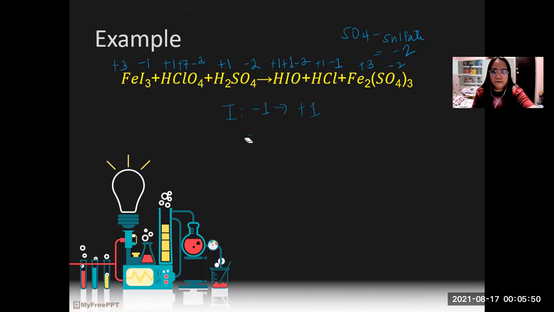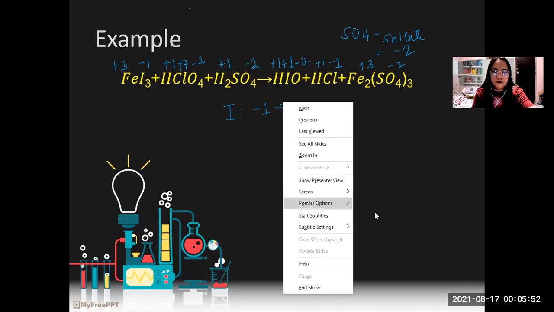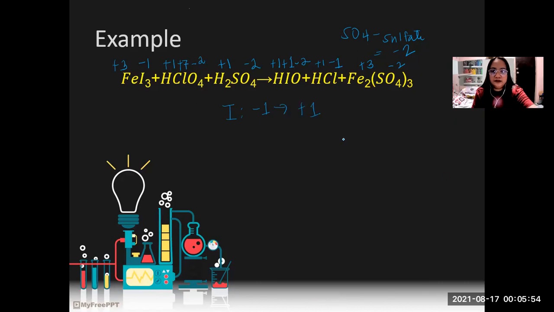Okay. Get my tool again. Okay, let's get chlorine. So chlorine from the reactant side is plus 7, and in the product side, chlorine is a negative 1. So those are the changes. Hydrogen did not change. Sulfate retains its negative 2 oxidation number.